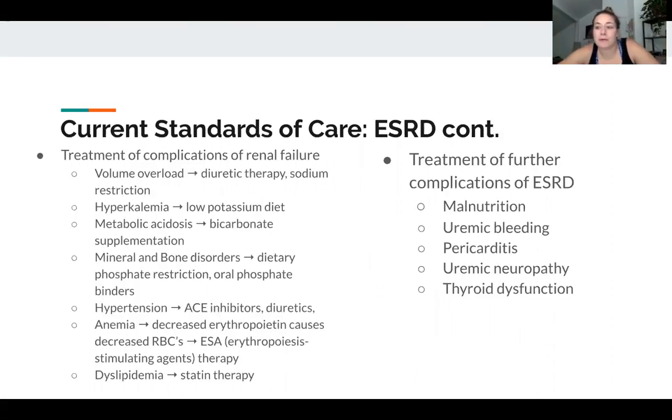And these are just some of the complications that come up. So we've already kind of talked about these, but that volume overload, hyperkalemia, acidosis, the mineral and bone disorders, hypertension, anemia, dyslipidemia, all of these things. So if you can see, I just put what we would do to treat all of these complications as they arise. And then even further, malnutrition, uremic bleeding, pericarditis, uremic neuropathy, and thyroid dysfunction. So there's a lot of scary stuff, but just really treating it as it comes up and doing our best for him.